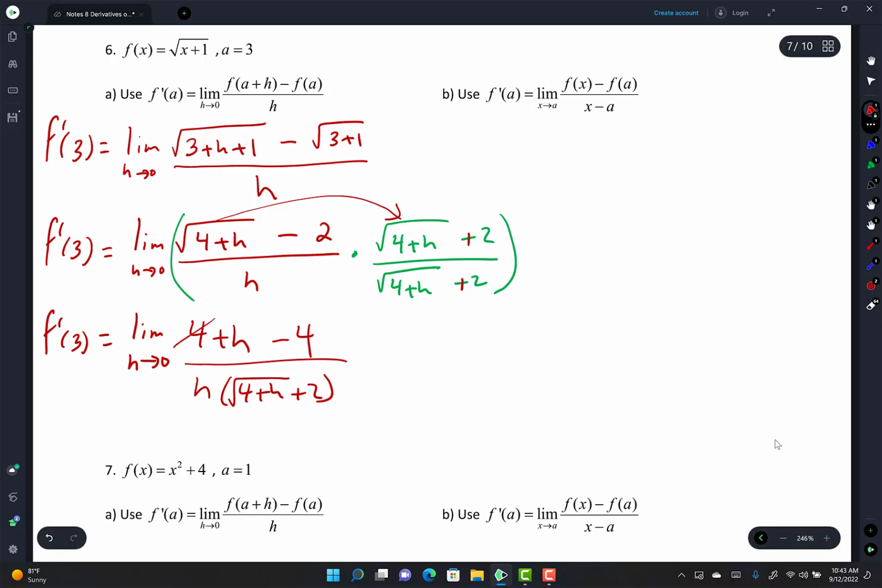The 4's zero out. The h's cancel out. Now I can make h approach 0. The square root of 4 is 2, and 2 plus 2 is 4. So this is 1/4. That's it.